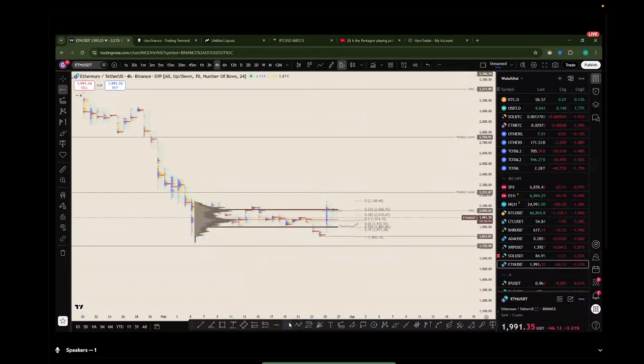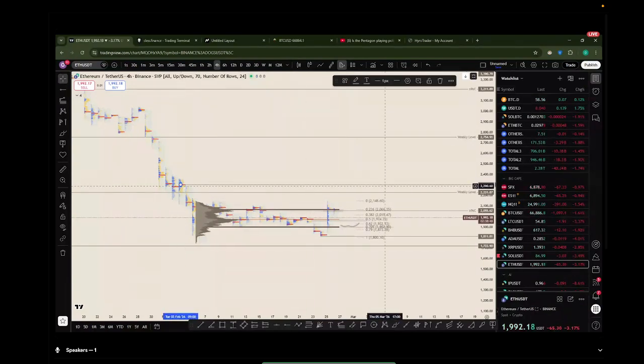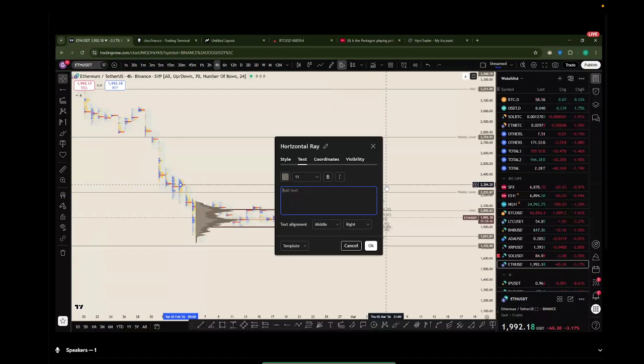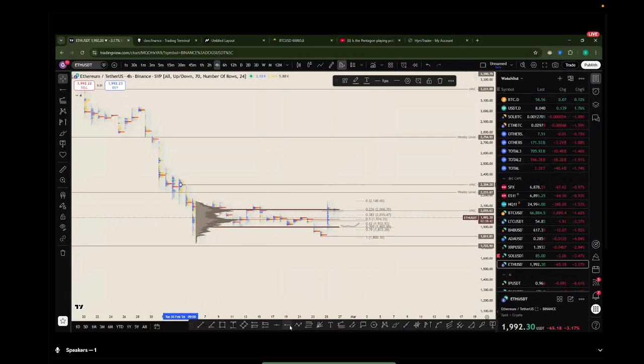Let me just mark this out on the Ethereum. Okay. Yeah, there. Let me just mark this out, guys, real quick because I will forget. Okay, yeah, these levels are important to mark out because they really help you in the future. Trust me.